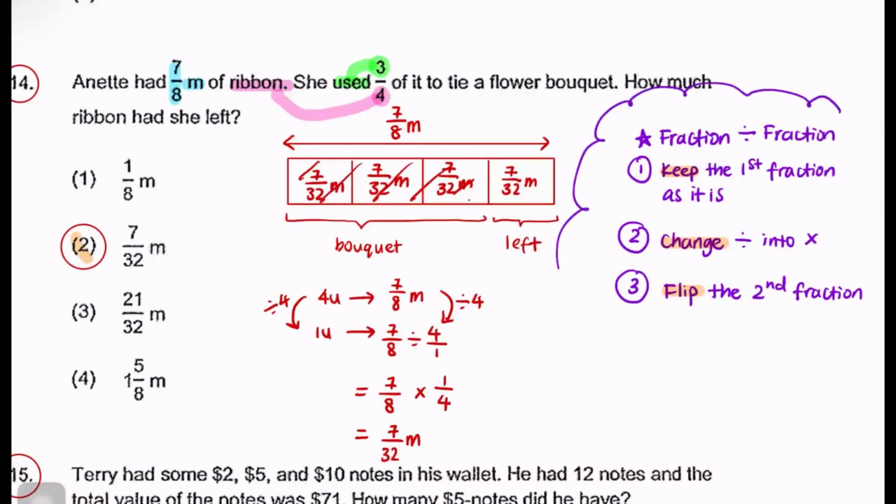So, please remember this. Do you guys write it down? This one is very important. What happens when you have fraction divide by fraction? Keep the first fraction. Change divide to multiply. Flip the second fraction. If the second fraction was a whole number, just put it over 1. Okay?